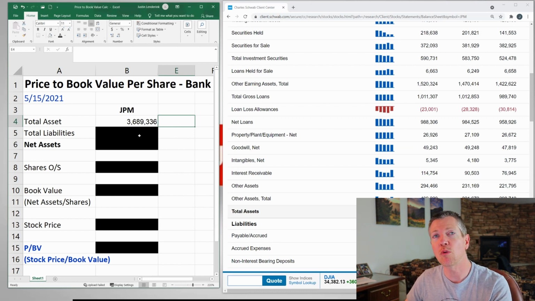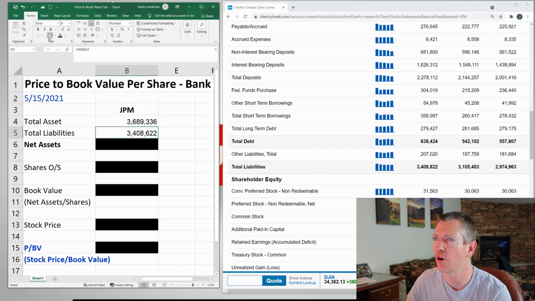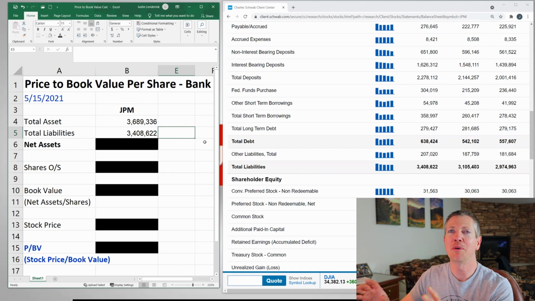All right, so the next thing we want to do is look at total liabilities and plug that in. So let's go down to that. Total liabilities is $3,408,622,000. So we'll plug that number in here. There we go.